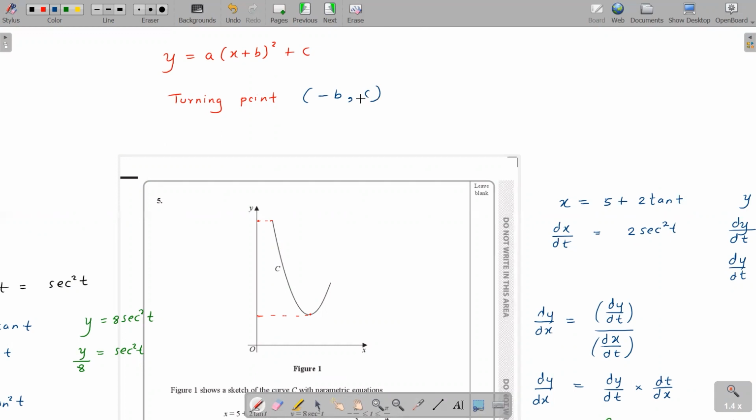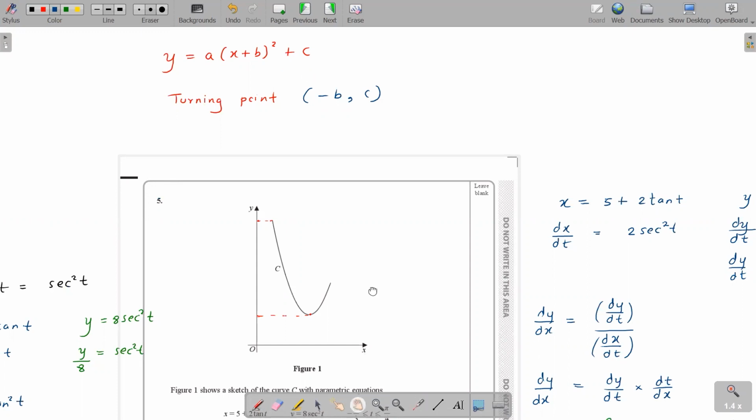So this is the theory you learn in P1. Inside the bracket, the x plus b squared, whatever it is, just change the sign. X plus b, you can think of it as x plus b equals 0, so x is minus b. That's the x value at the turning point. The y value you directly get from here.